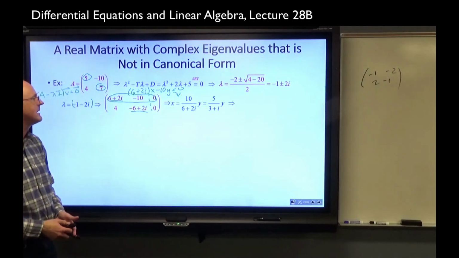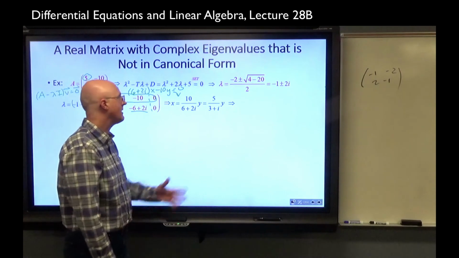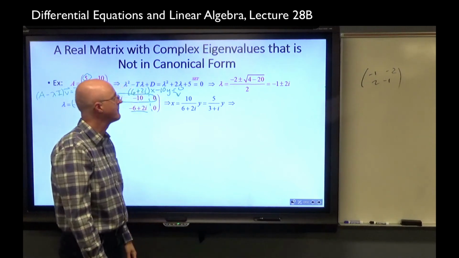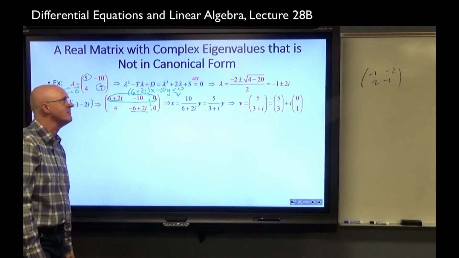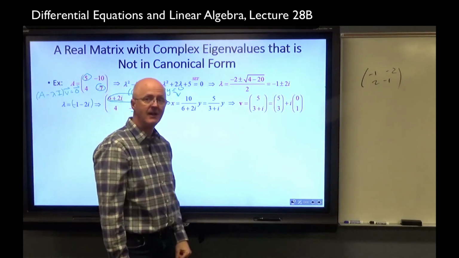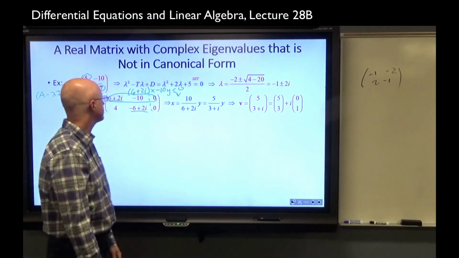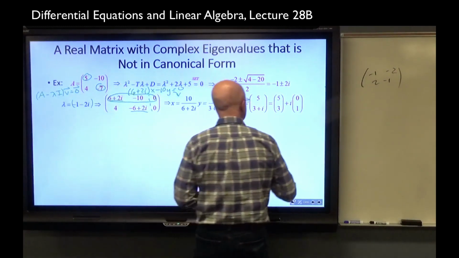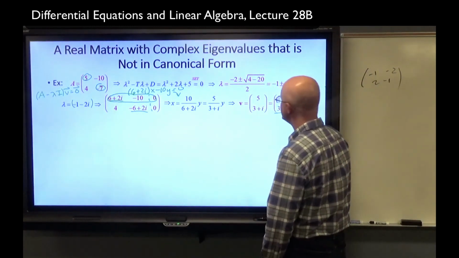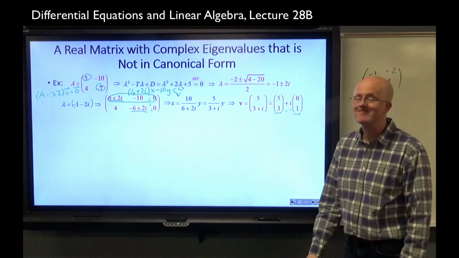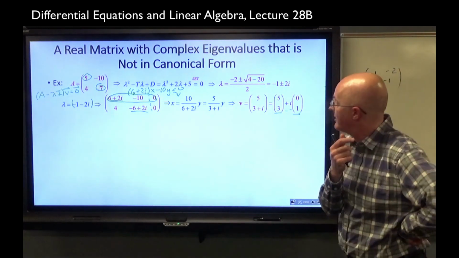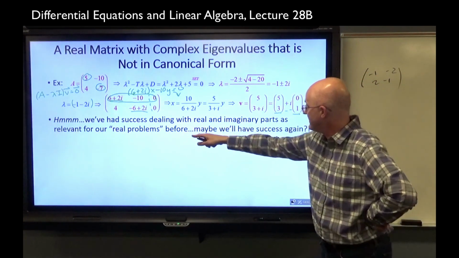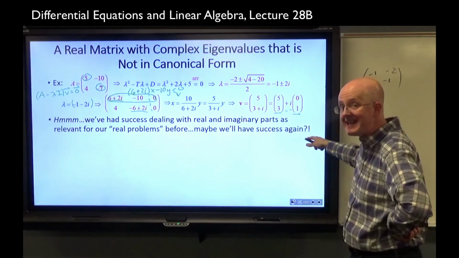And then it's simplest, if you want to get rid of fractions, to not let y, your free variable, equal 1, but instead let it equal 3 plus i, so it cancels with that 3 plus i. So this vector, where y is 3 plus i and x is 5, is an eigenvector, a complex eigenvector for this complex non-real eigenvalue. It will be good to split it into its real part plus i times its imaginary part, because based on some things we were inspired by before, we've had success with real and imaginary parts as relevant for our real problems before. Maybe we'll have success again?